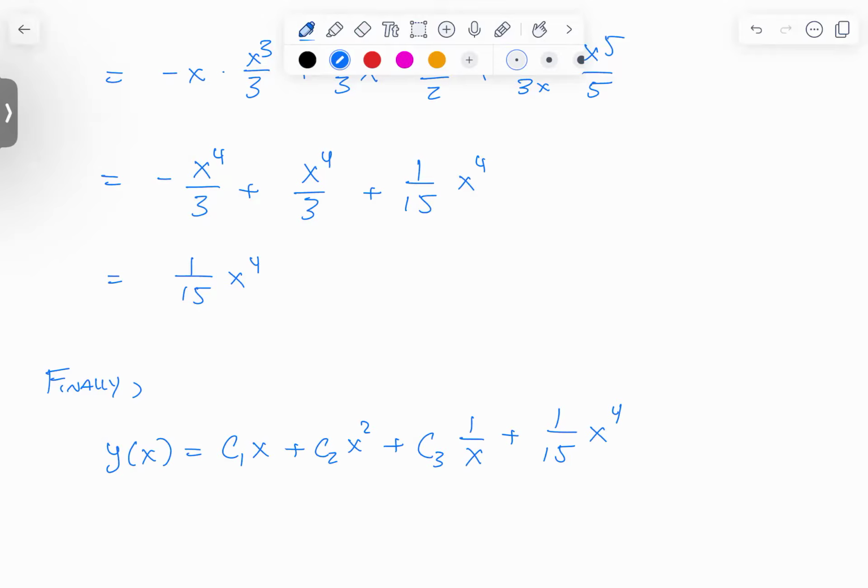We had our functions y1, y2, and y3. We already had our complementary solution, which we could have identified immediately. And then it simplifies down.